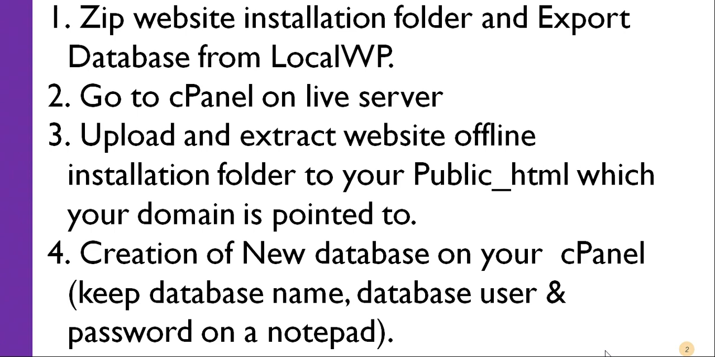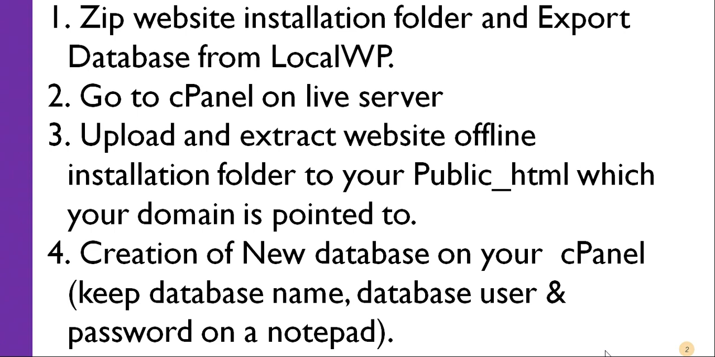Then the next thing we need to do is to go to our cPanel under the live server, under your hosting server. We open that up. From there, you go to the process of uploading and extracting these website files that we have zipped in step 1. We upload it to the cPanel and extract it to the location where your domain name will be able to call it and see it successfully.